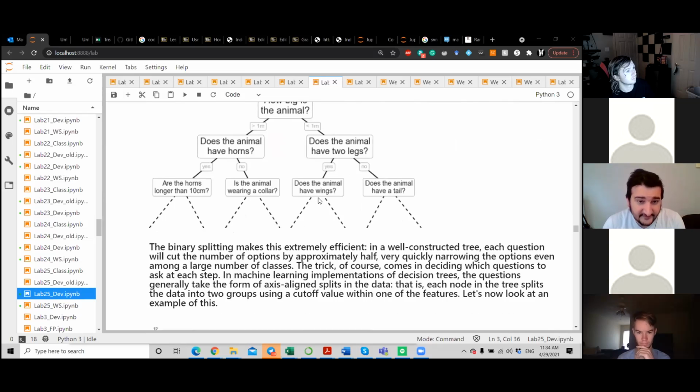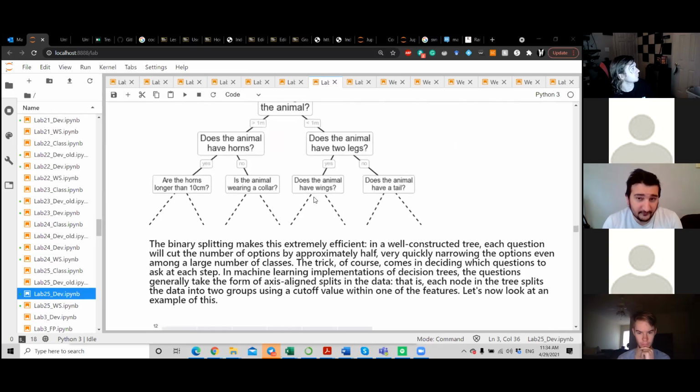These questions, there are a few characteristics for them. First of all, they are for binary splitting. So yes or no is usually the kind that we want. And then if these questions are designed well, they are supposed to break the number of options by approximately half. Not exactly 50-50, because that is very hard to achieve, but approximately.